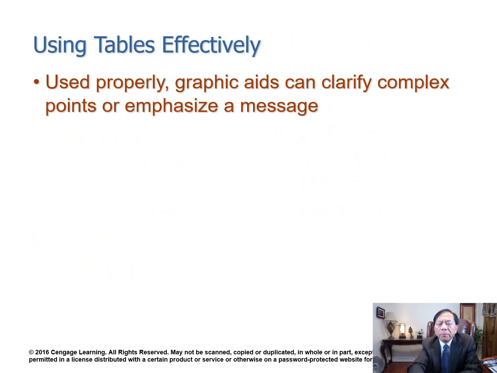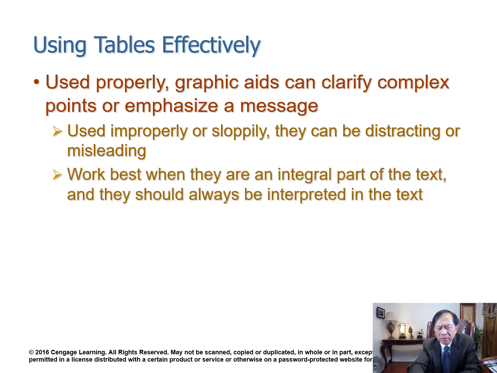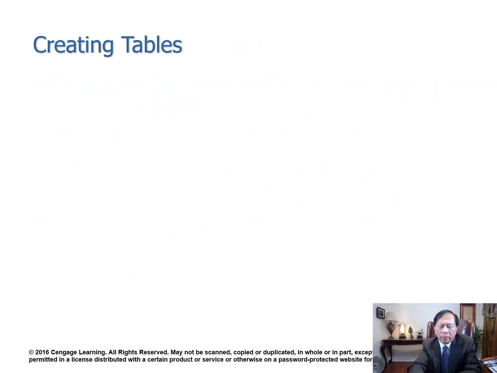You need to use tables effectively in your project paper. Used properly, graphic aids can clarify complex points or emphasize a message. Used improperly or sloppily, they can be distracting or misleading. They work best when they are an integral part of the text, and they should always be interpreted in the text. Several types of graphic aids may be useful in research reports. You can use tables, charts, maps, and diagrams.